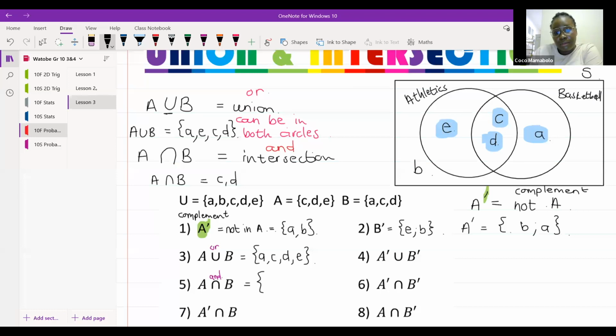Ma'am, it will be C, D, and C and D. And is there anybody else who plays both athletics and basketball? No, ma'am. So the only two people who go into the intersection are the ones in the middle part. Okay. Is it making sense? A lot better, ma'am. Thank you. Good. Thank you, Maswidi.